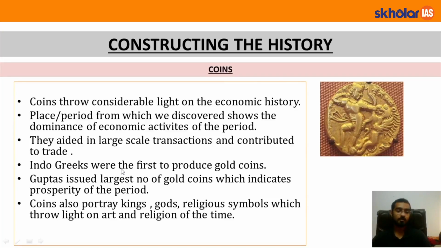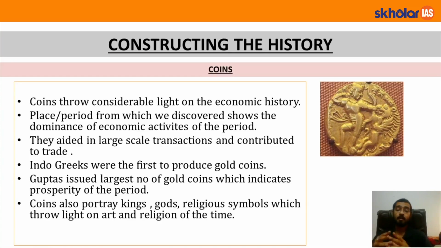Guptas also issued the largest number of gold coins in India. Those of the Kushans were in the northwestern region, and that dynasty was a foreign dynasty. Guptas were the Indian dynasty who issued the largest number of gold coins, which indicates the prosperity of that period. These coins also portray kings, gods, and religious symbols, which throw light upon the art and religion of that time.